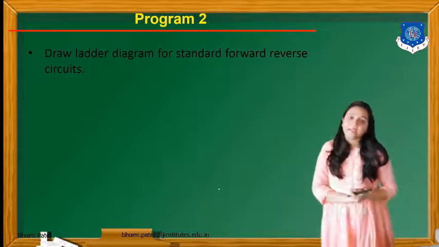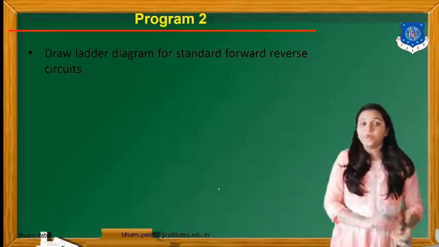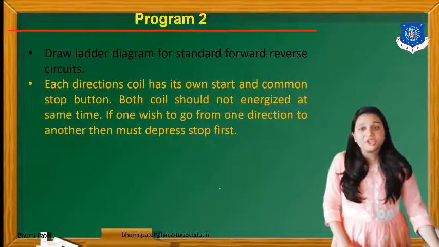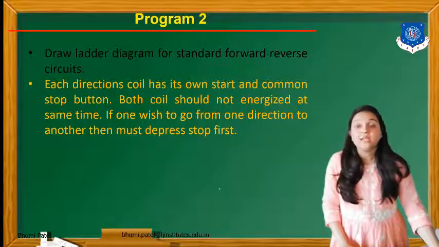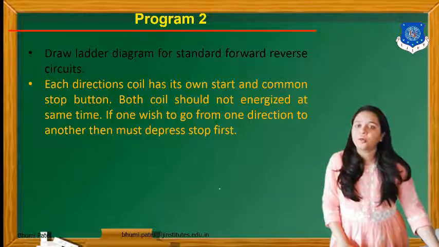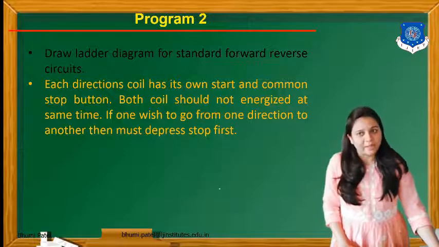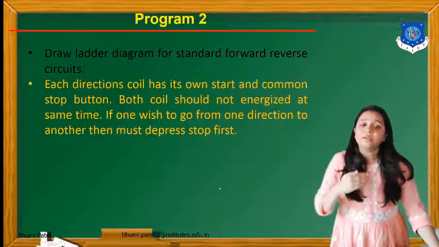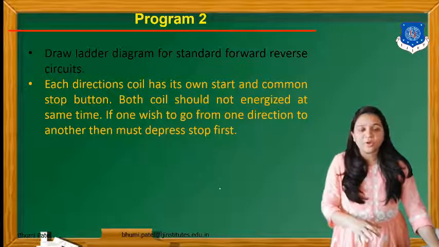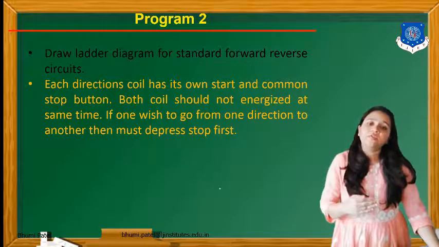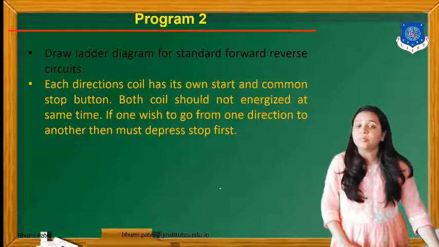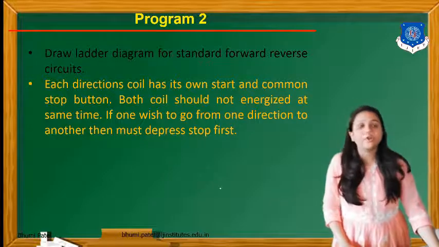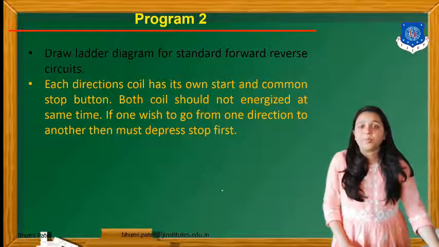draw the ladder diagram for the standard forward reverse circuit. Each direction coil has its own start button and there is a common stop button. Both coils should not energize at the same time. That means if the motor is running in the reverse direction, the forward must be off, and if the motor is running in the forward direction, the reverse direction must be off. So if one wishes to go from one direction to another, then one must depress stop first.